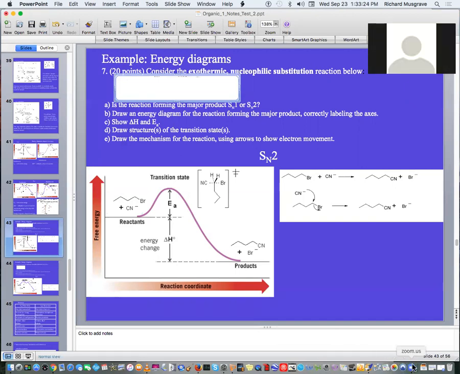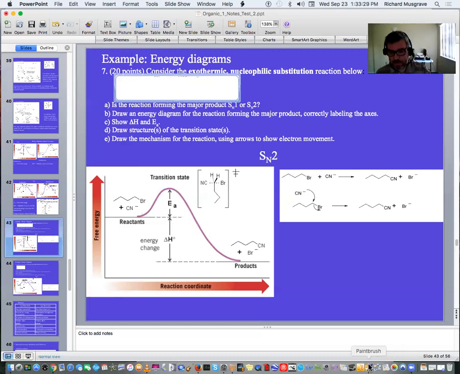I have a question. Yeah. Is that the stage right before the CN leaves? Yes. Okay. No, well, before, no, the Br leaves. Okay.